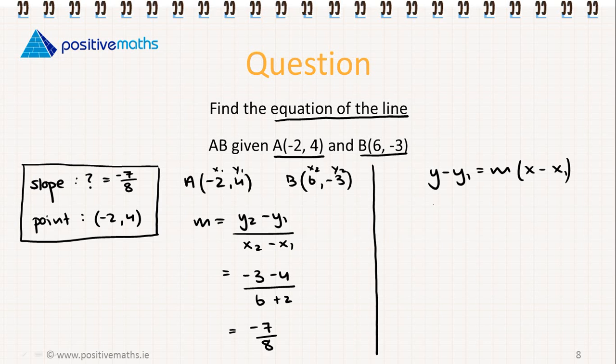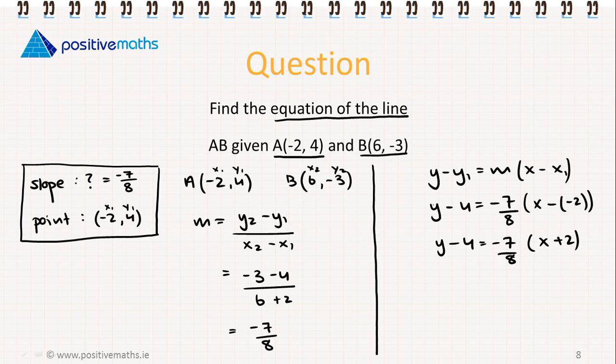So the next step is to substitute in the values for the slope and the 1 point. So I'm going to have y minus 4 is equal to m, which is my slope, so that's minus 7 over 8, times x minus minus 2. Again, we need to be careful with our signs. So the next line I'm going to simplify. y minus 4 is equal to minus 7 over 8, and I have x plus 2. Now I'm going to multiply both sides by 8 so I can get rid of the fraction on the right.